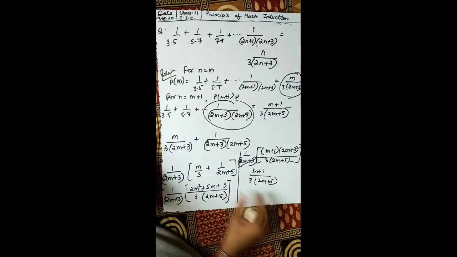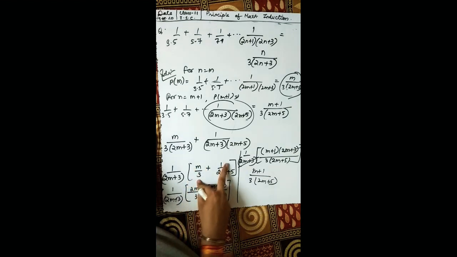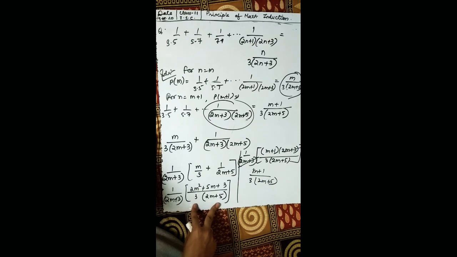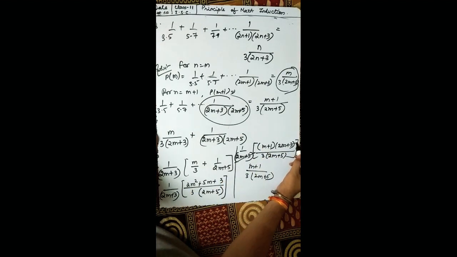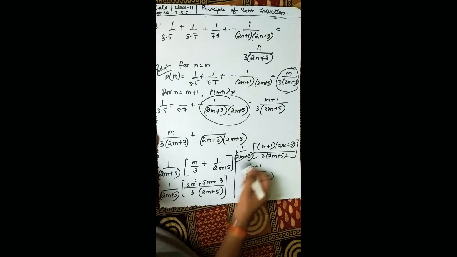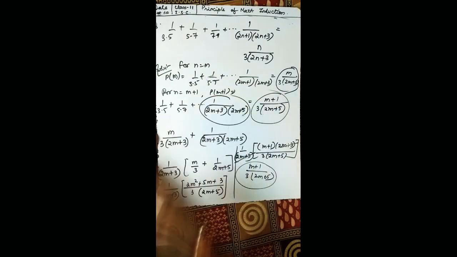Now what you can do, take the LCM. 2m plus 5 when multiplied by m, you will get 2m square plus 5m, and 3 into 1, 3 whole, upon 3 into 2m plus 5. Now this is a quadratic equation. On splitting you will get these two factors. Now you know how to do it, so I have not mentioned it here. From here to here we can directly write. So what will happen, this 2m plus 3 will be cancelled with this 2m plus 3, and you are left with m plus 1 upon 3 times 2m plus 5, which is the required proof.